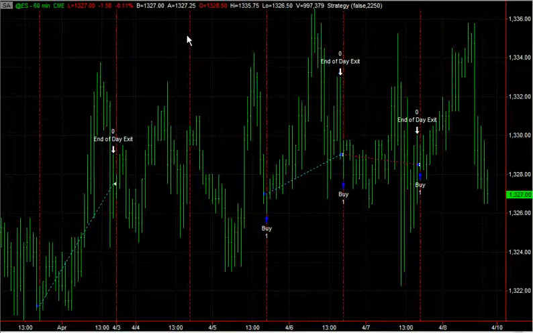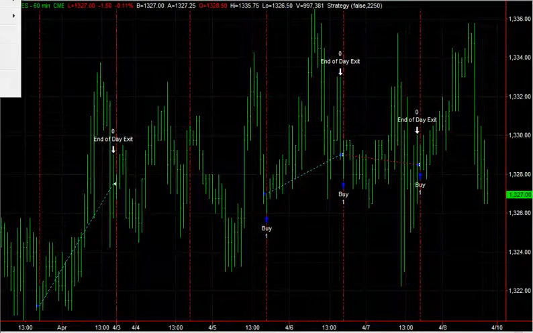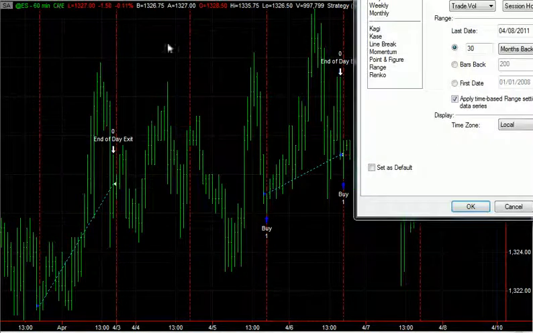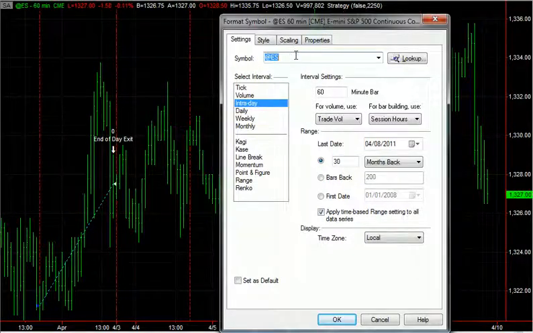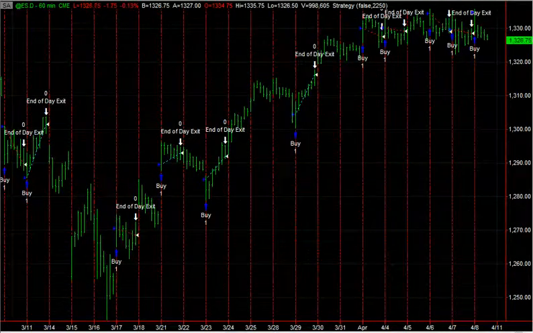But you can change this symbol. You can change this symbol to the day session. Take a look at the day session. So you just end up buying at the open of the day and selling at the close of the day.